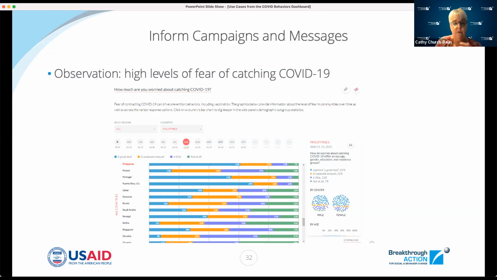And so, again, we watch this indicator very closely. And we'll keep an eye on it as this campaign rolls out. Next, please.